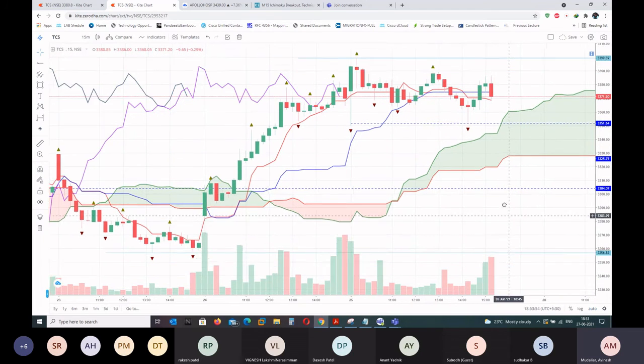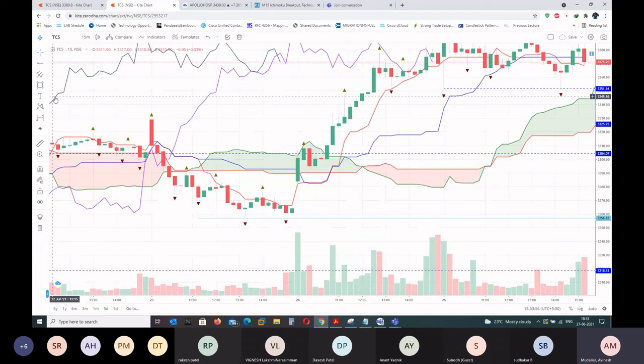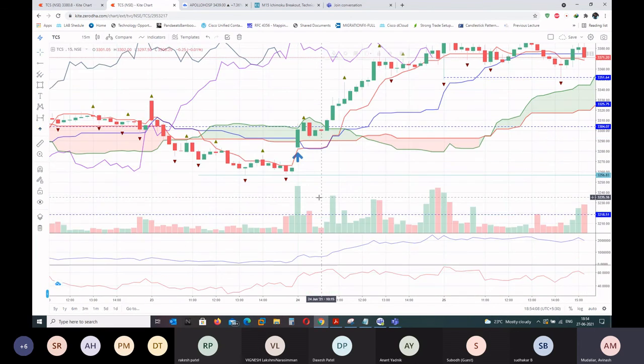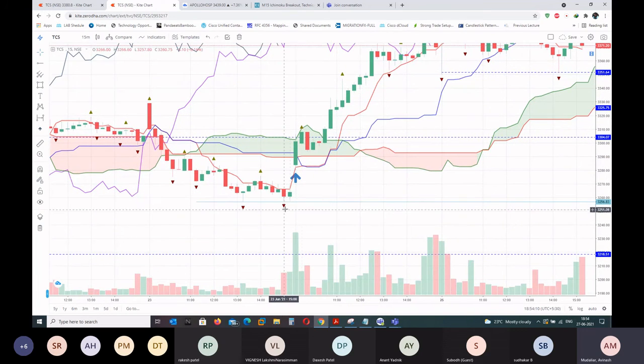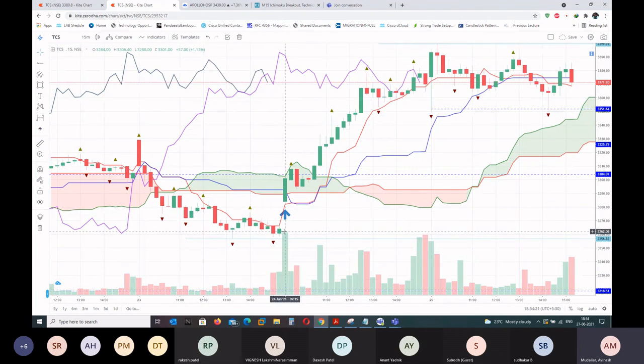For example, this is the setup which I last took, which I bought actually. I don't do intraday trading generally because I don't have much time. So this was the last trade I took. Here you can see 315. The candle closed below the Kijun Sen. Kijun is way above here, candle is here. Now the first candle should close above the Kijun Sen.